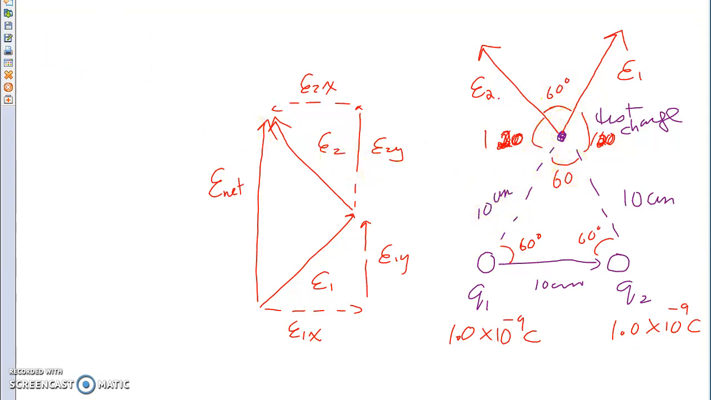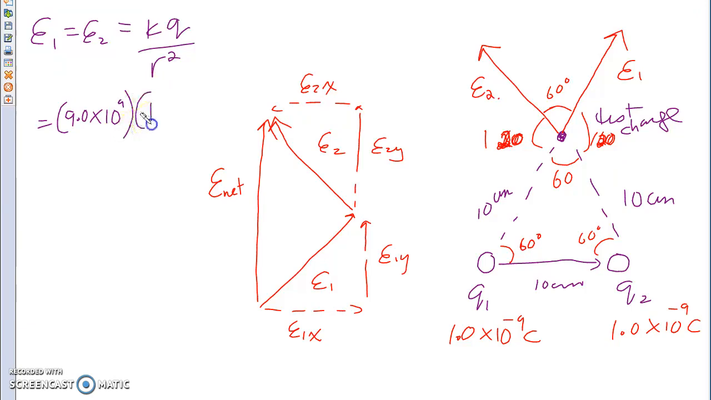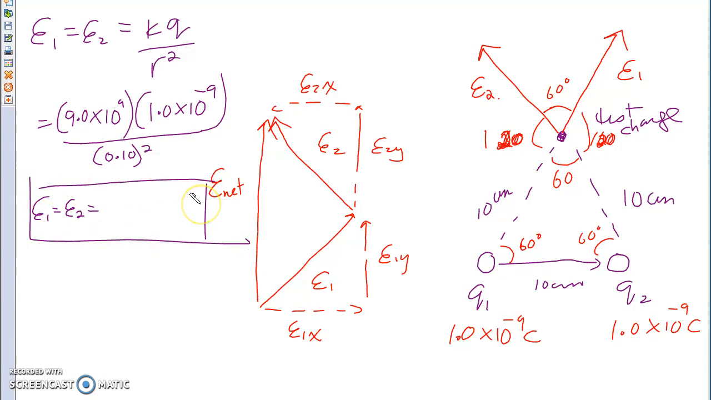Okay, all right, so let's go solve for it. The first thing we're going to do is solve for E1, which equals E2, because they're both exactly the same. And that's going to be kQ over r squared. That is 9.0 times 10 to the 9 times 1.0 times 10 to the negative 9 divided by 0.10 squared. So what is your E1 or E2? What do you get? 900.